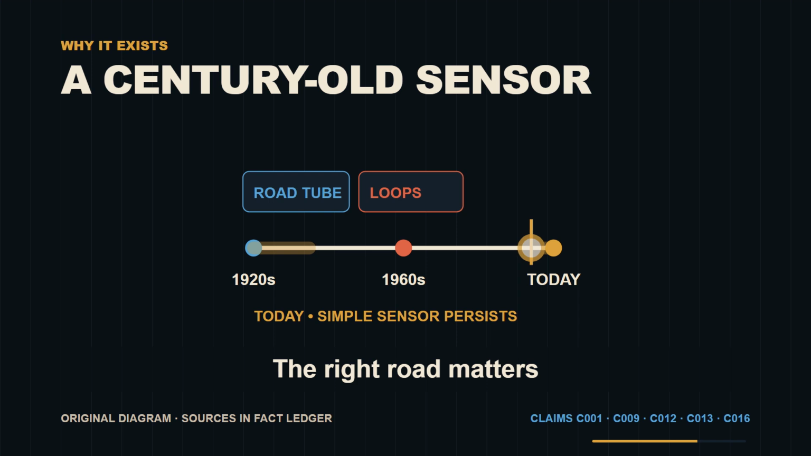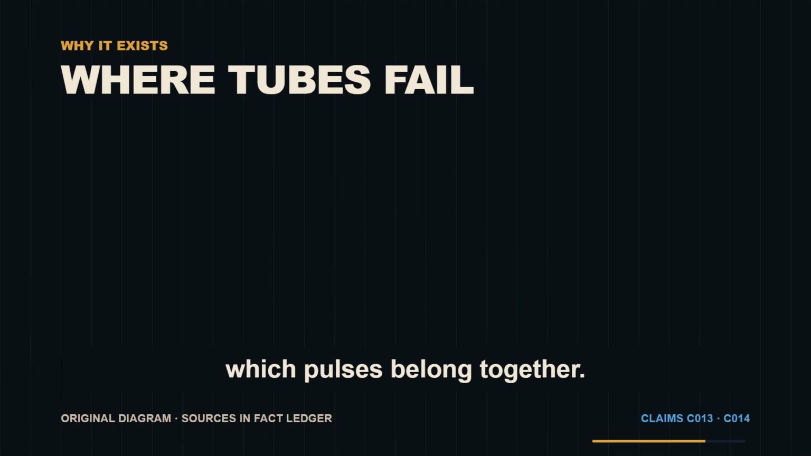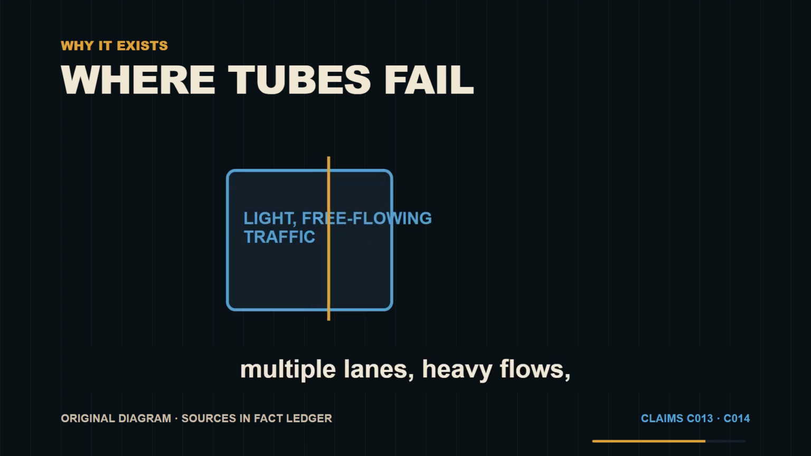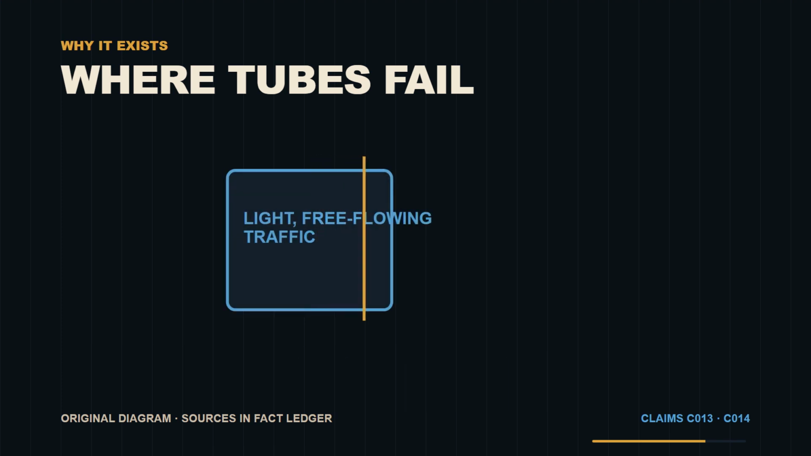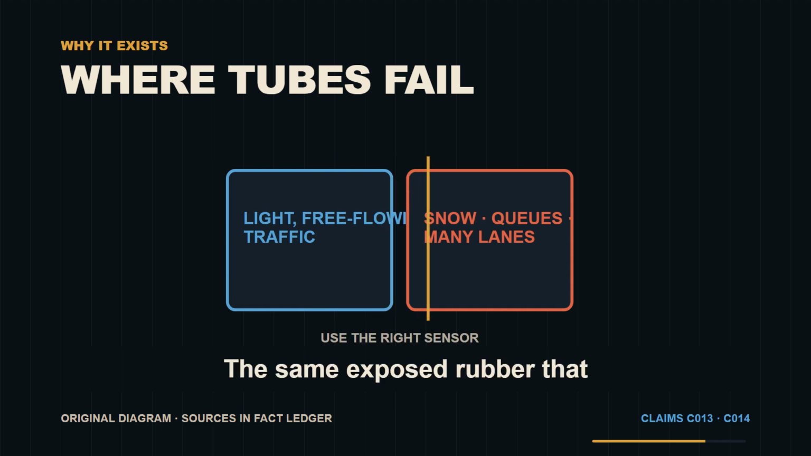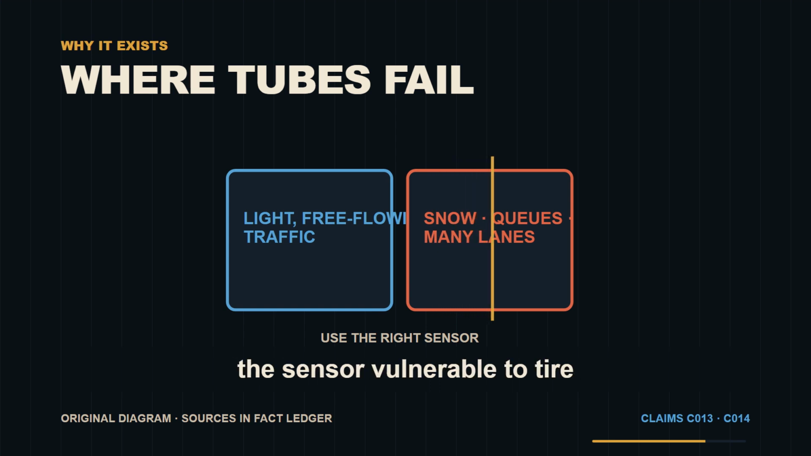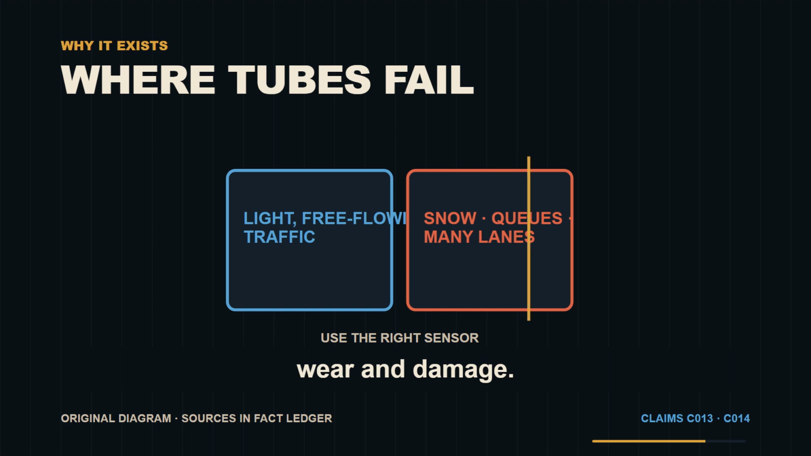The right road matters because tubes have limits. Dense stop-and-go traffic can blur which pulses belong together. Snow, very low speeds, multiple lanes, heavy flows, or poor placement can reduce accuracy. The same exposed rubber that makes installation easy also leaves the sensor vulnerable to tire wear and damage.